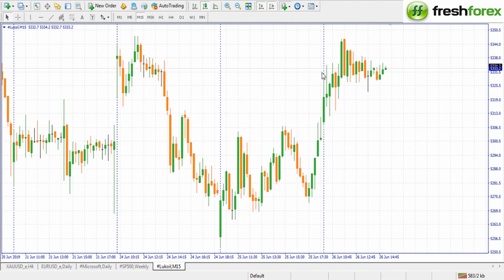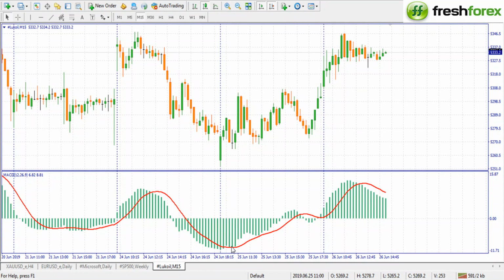And then the red line, which is currently like a circle, this red line here is called the signal line. So there's a line here at the middle. This line is 0. So anytime we have the columns, which are these ones, above 0, it means that the overall trend is upwards. And anytime we have the columns of MACD below 0, the overall trend is down.